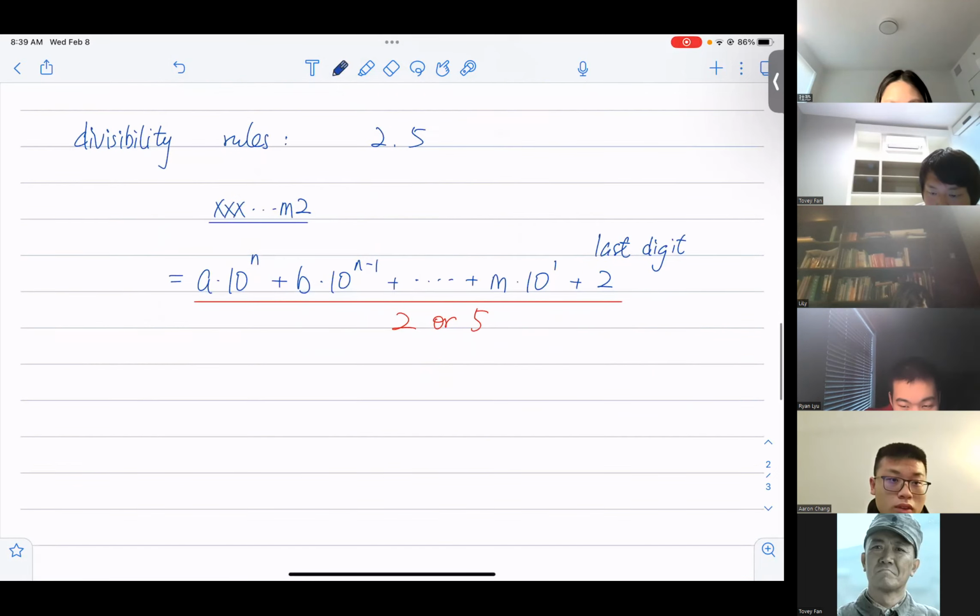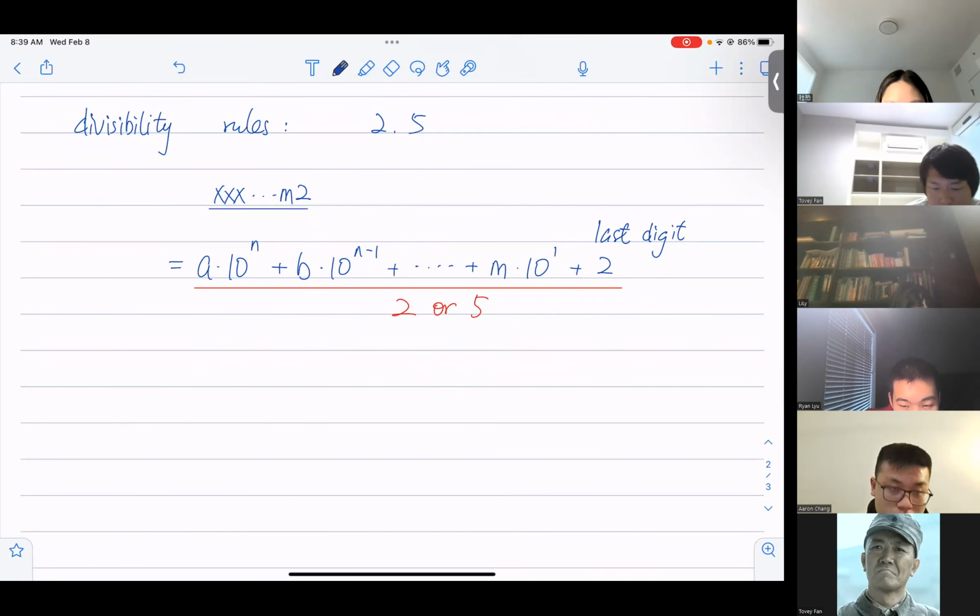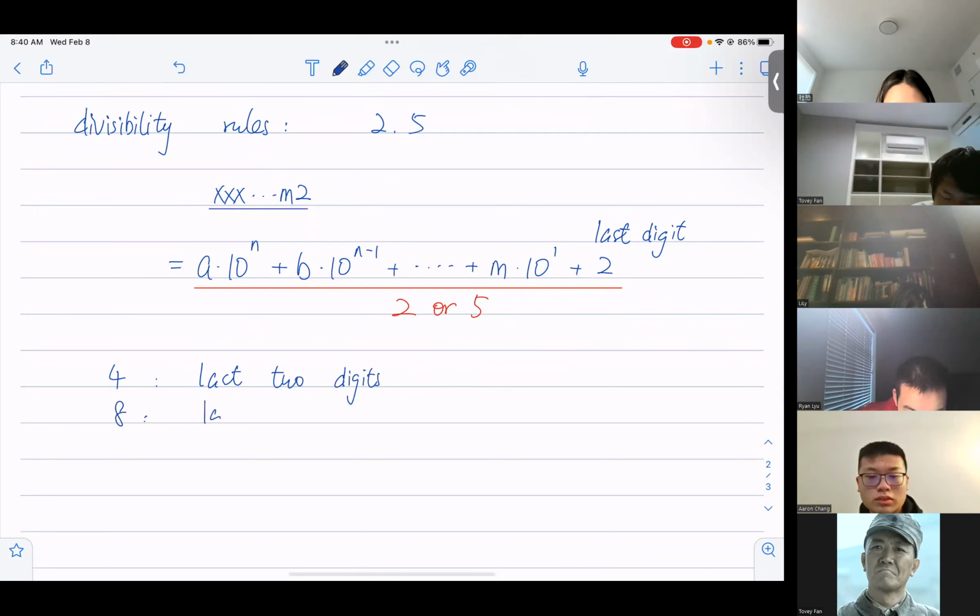And then we can also review some other divisibility rules. So for example, if you guys remember, for 4, for 8, for powers of 2, right? For 4, we check last 2 digits. I think you guys remember, right? Last 2 digits. For 8, you're gonna check last 3 digits, and etc. Basically, 2 to the nth power, you're gonna check last n digits.